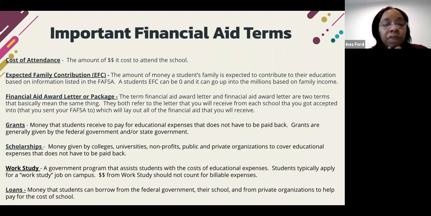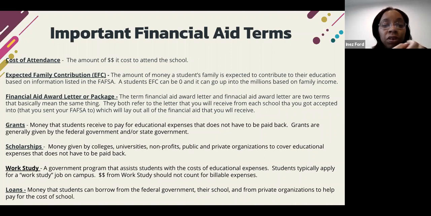Okay. So here are some important financial aid terms. The cost of attendance. You'll hear people talk about COA, and that's basically how much it costs to attend the school. That's tuition, that's fees, that's anything associated with attending the college.